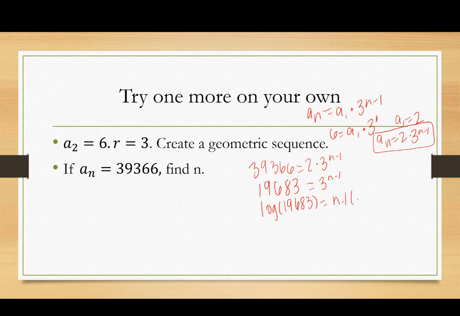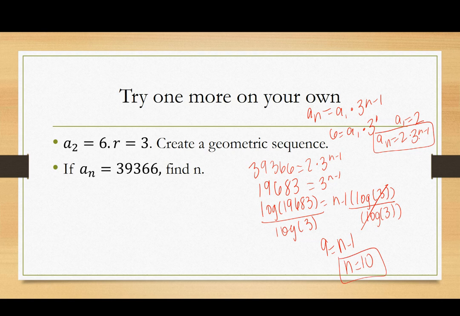Log of that number equals n minus 1 log of 3. And let's put that in our calculator. So log of that big number divided by log of 3 gives me 9. So 9 equals n minus 1, so my n is 10. So the answers to this problem would be the first one up here, our formula, and n equals 10.